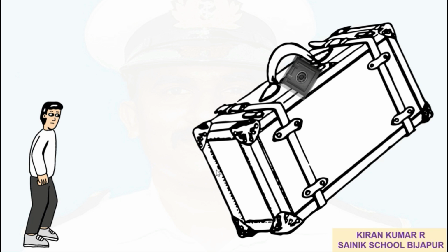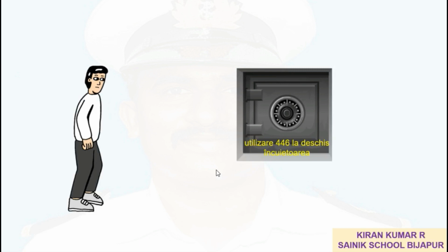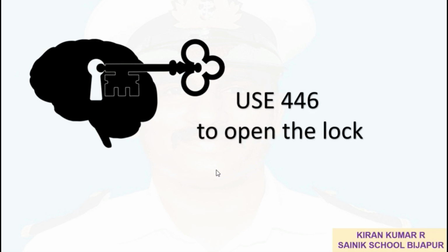And he saw the suitcase with a security system. He observes the security lock. There was some information written on the lock. He thought he has to use this information to open the lock. He understands that it was written in Romania and he translated to English. He'll get to know that use 446 to open the lock.